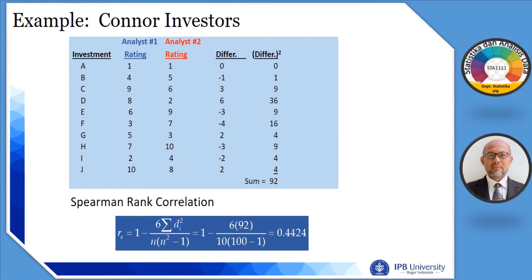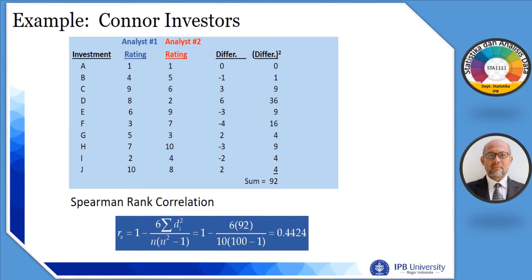The second, for investment B, for example, analyst 1 minus analyst 2, there is one difference. That means minus 1, 4 minus 5 is minus 1. And then until investment G, the rank 10 and the rank 8, 10 minus 8, the difference is 2. So the square of the difference between analyst 1 and analyst 2, you can look at the last column here. 0 square is 0, minus 1 square is 1, minus 1 square is 1, 3 square is 9, and so on. So the total of the square of differences is 92.